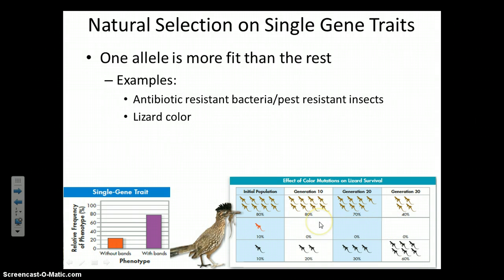We can see this population is undergoing evolution because we start out with a lot of brown lizards, and over time the allele frequency changes, and so by the end here in generation 30 we've got much fewer brown lizards and we've got a lot more black lizards. So the allele frequency changed from our initial population to our population 30 generations later.